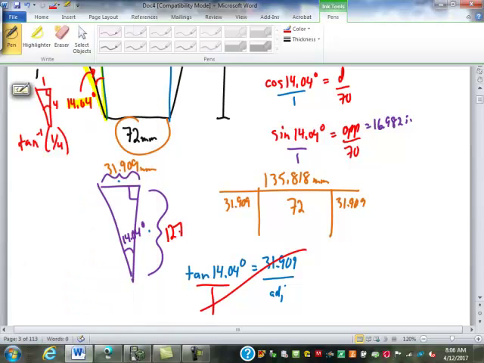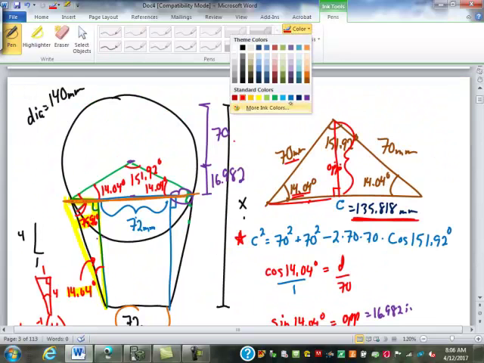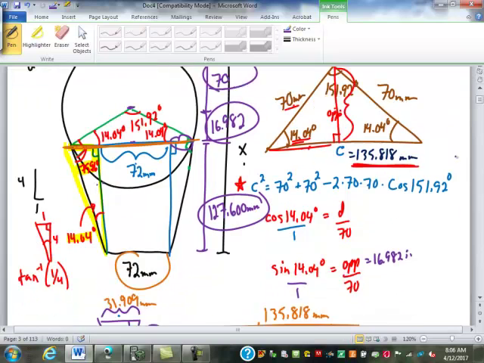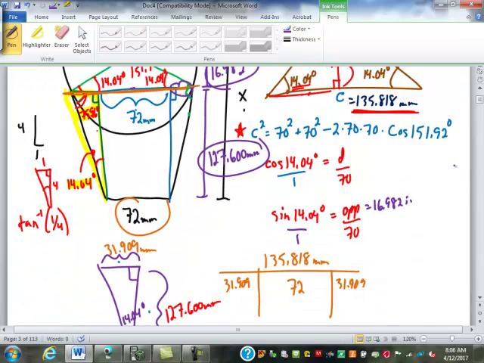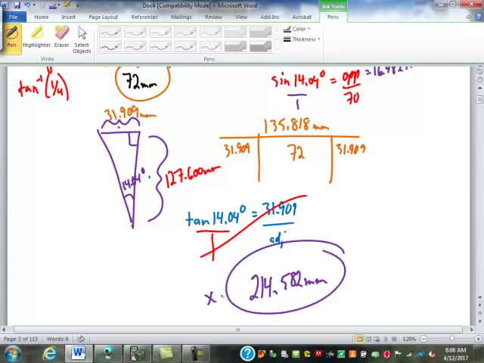127.600 millimeters. So this from here to here is 127.600. We're going to add those three measurements together, which is 214.582 millimeters. That's X, equal to Y.